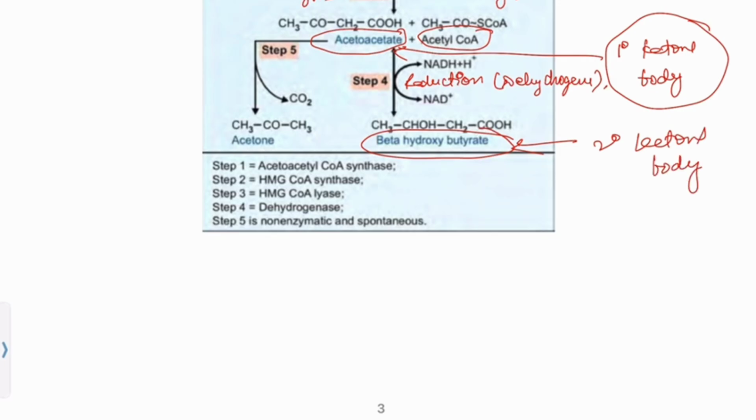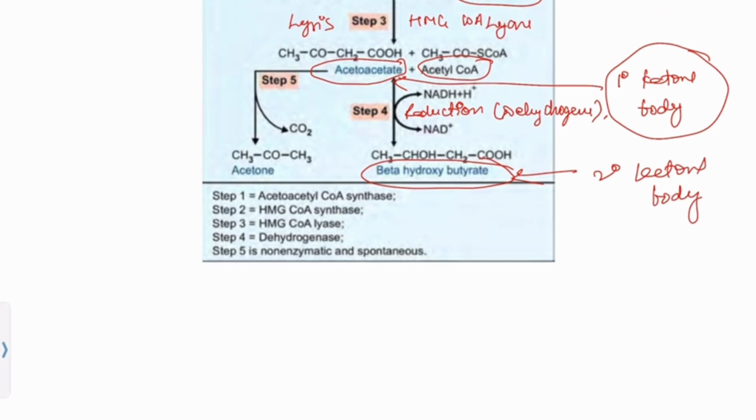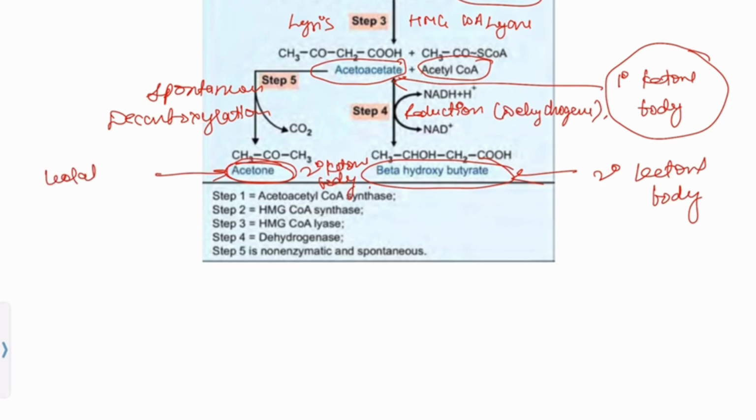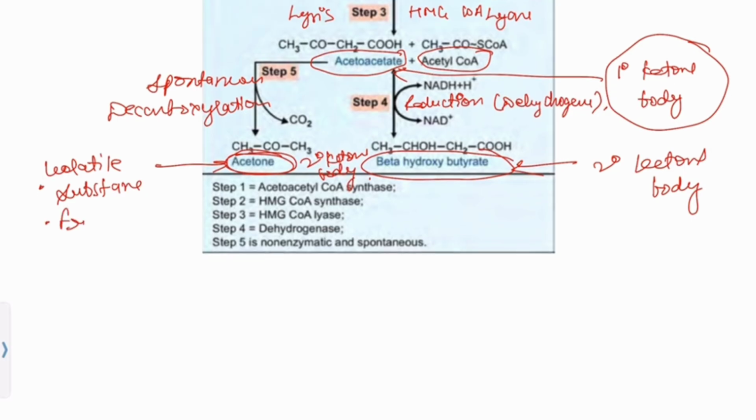And then also this acetoacetate undergoes spontaneous decarboxylation and forms acetone, which is also a secondary ketone body. We already know that acetone is a volatile substance and it gives a fruity odor to the breath.